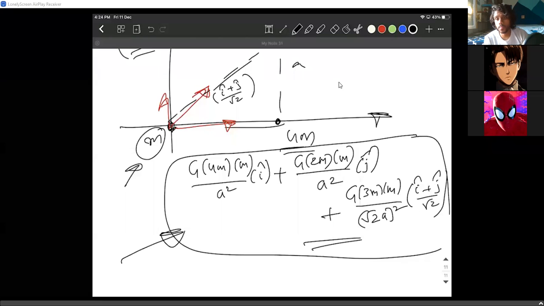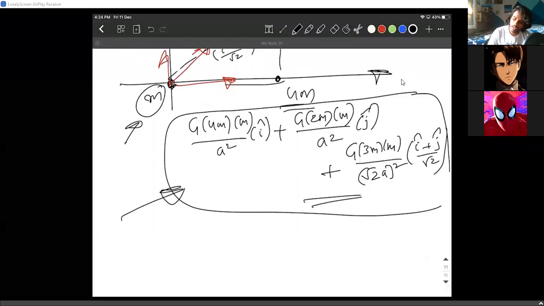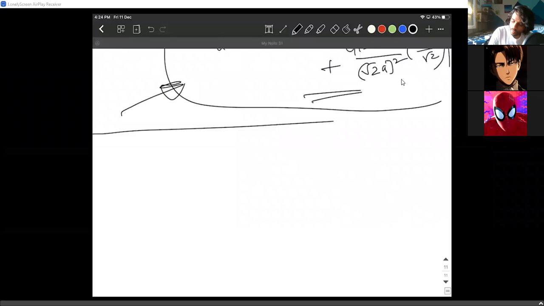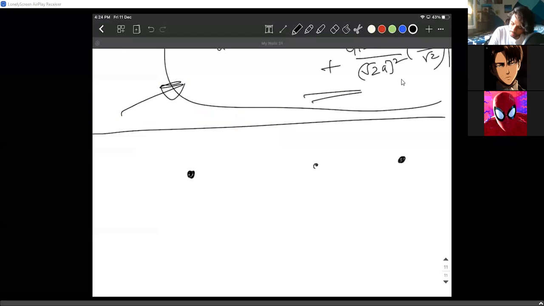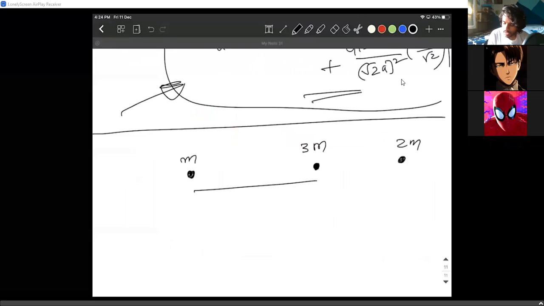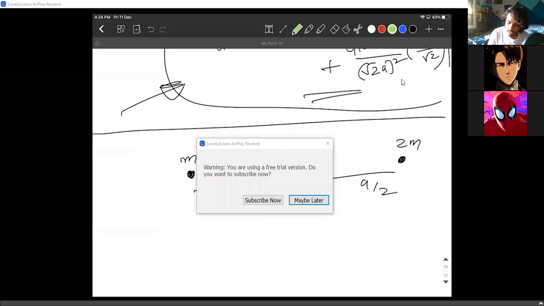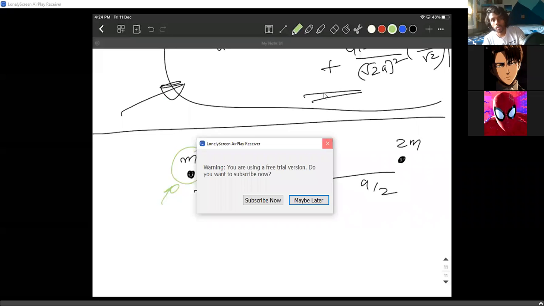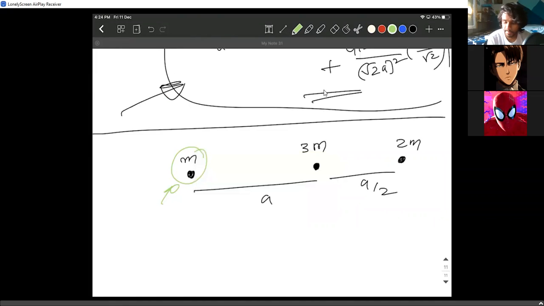Now, the problems are not this simple all the time. Okay. The problems get a little more complicated when they give masses on the same line. M, 2m, 3m. Okay. The distance is a by 2. What is the force acting on this mass? What is the force acting on the smaller mass? How would you write this?